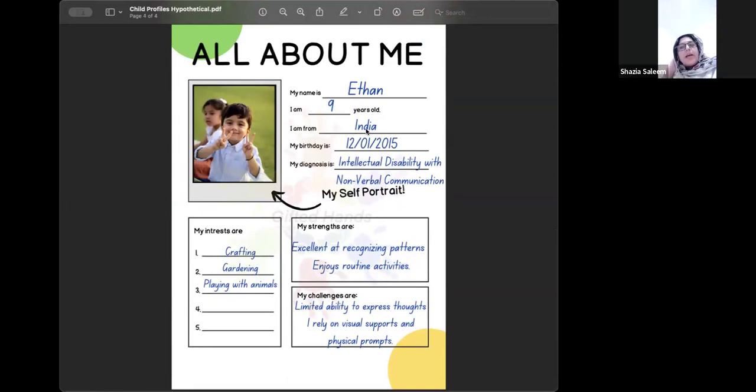Because Ethan is 9 years old and he has just limited visibility, he doesn't know for everything what to do. So the first thing, I will print out some pictures for him, and I will stick them on the wall. Like in the washroom, I will stick a picture of how we have to brush our teeth. Then how we have to take a shower. After the brushing, we have to go for taking a shower.